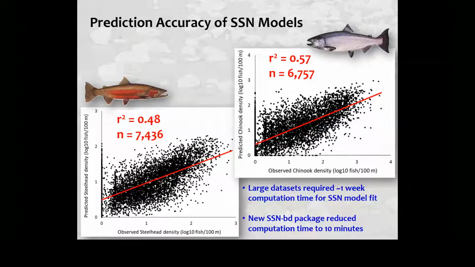By the time we'd worked our way over to the Steelhead data set, Jay had finished the statistical routines in R for the SSN big data package, and working with a slightly larger data set of 7,400 observations, we could then fit that SSN model to those data, and it took only about 10 minutes to get a model fit and similar predictive performance with that, and covariate estimates, of course. So big step forward there in terms of being able to operationalize this at large scales with big data sets going forward.